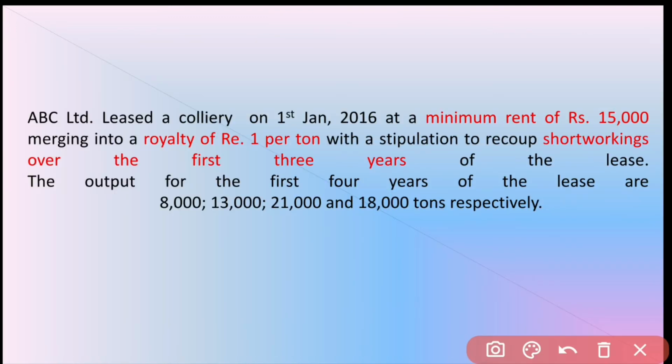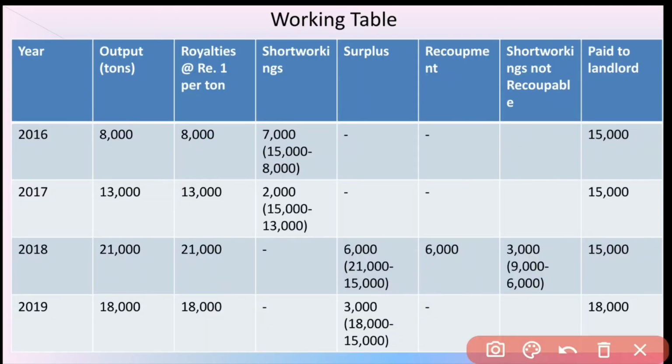Okay, now we have to see what amount is to be paid to the landlord. In the first year, it is straightforward 15,000. Why? Because it is the minimum rent, whatever the royalty is. Royalty was 8,000, so minimum rent is 15,000.